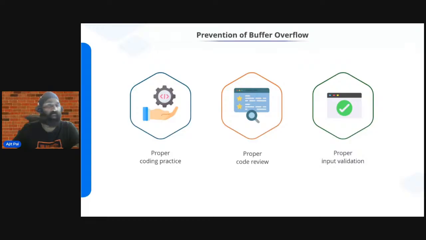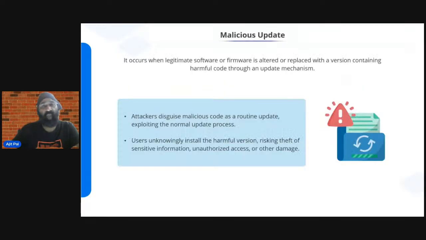How can you protect against it? Through proper coding practices. Developers should follow secure coding guidelines, such as using safe functions that limit buffer size, and do regular code reviews, either manual code reviews or automated code reviews, and proper input validation. Then we have malicious update.